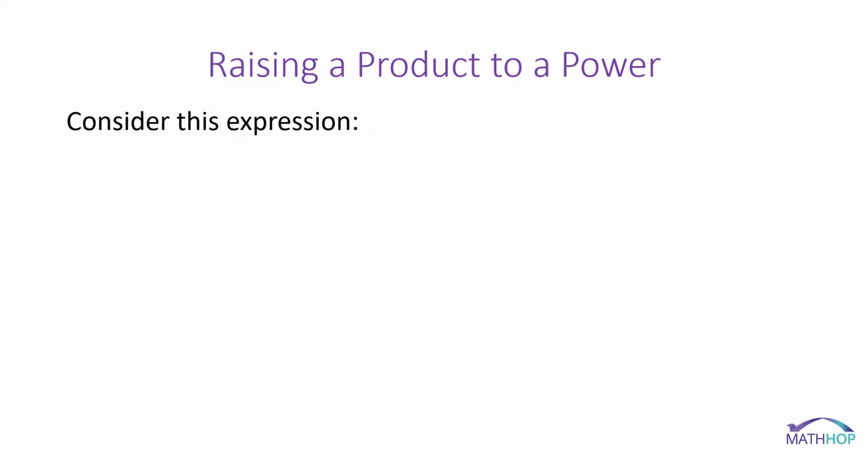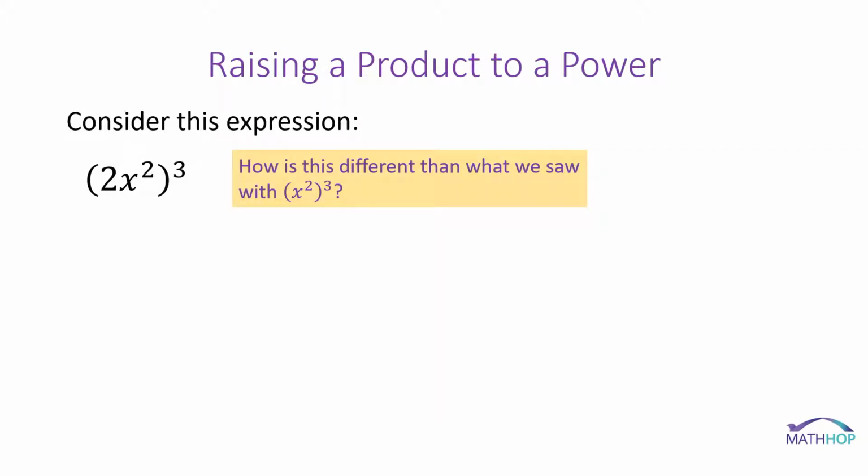Now let's raise a product to a power. This is going to look very similar to what we did on the previous screen. However, instead of x squared cubed, we have 2x squared cubed. So how is this different than what we just saw? Well, there's a 2 there. That 2 is an additional factor.